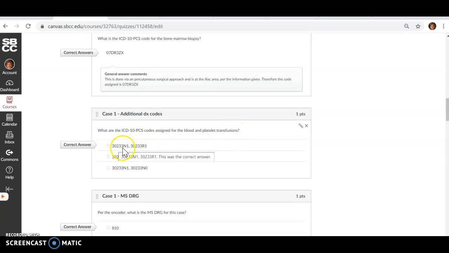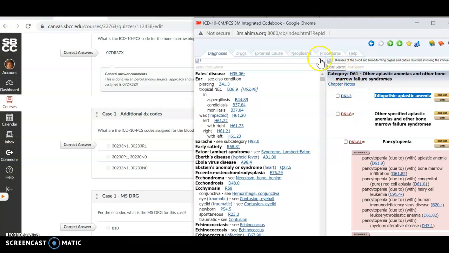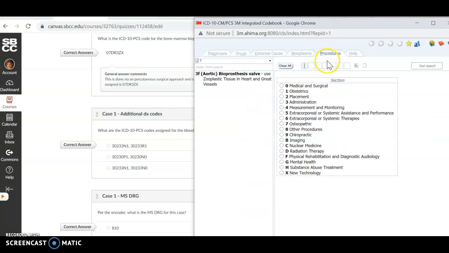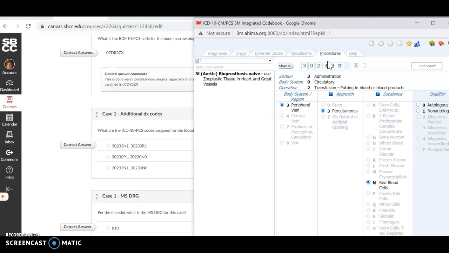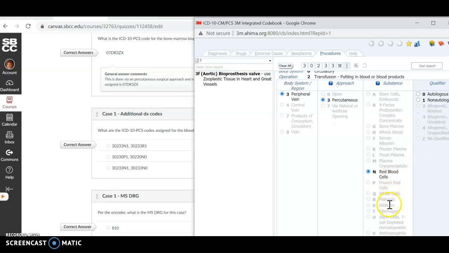The first one here is for the blood, and the second one is for the platelet. Couple of different things when you're coding this. Let me pull up the coding book. So if I went to procedure, let's look at 03233N. Keep in mind the first one here we have percutaneous. You don't code open usually, and it does state percutaneous. The first one's the red blood cells, and then our next one's going to be the platelets.